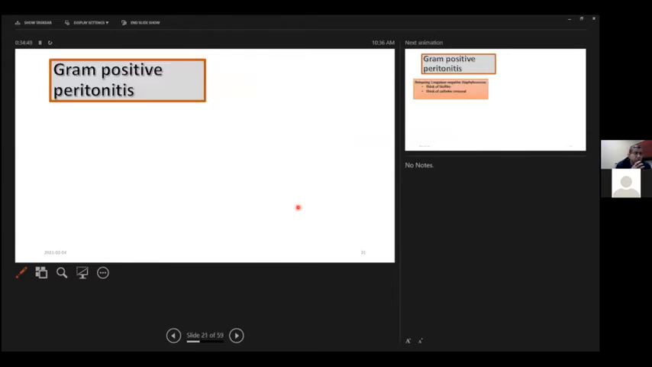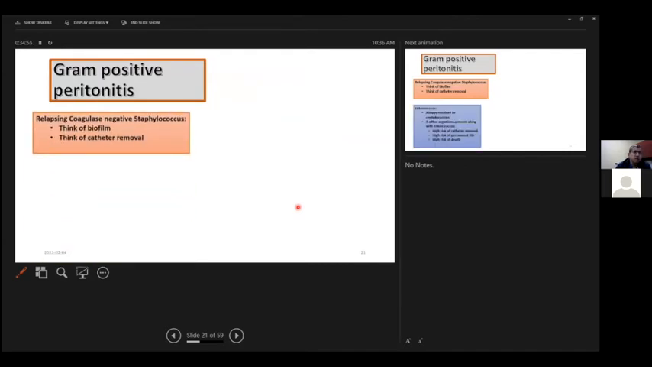Okay, now what are the certain organisms and what can they lead to? Remember, if you have relapsing peritonitis, that is the same organism within less than 4 weeks, and you treated it, but you get the same organism, then you think of biofilm on the catheter. Then you may have to think about catheter removal. So there you go, relapsing peritonitis.